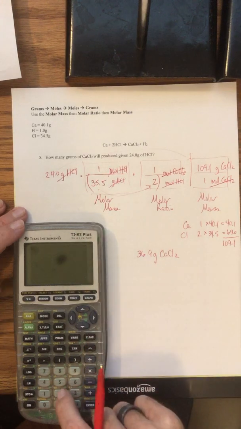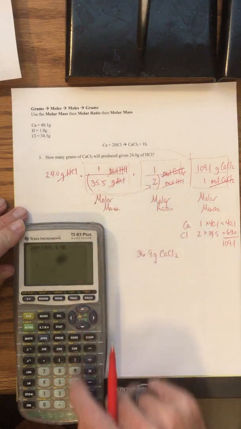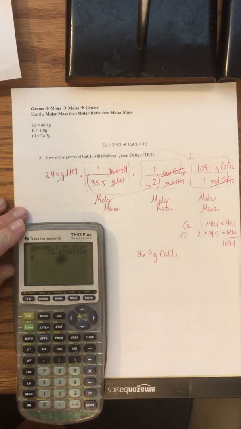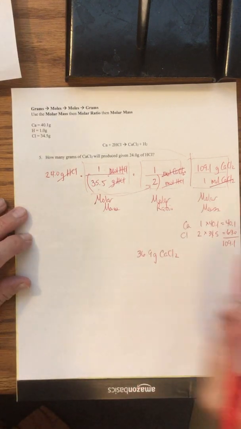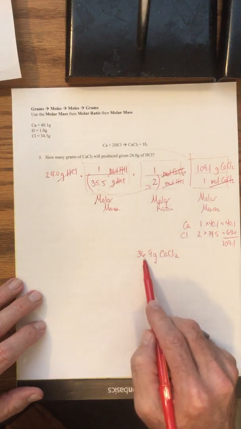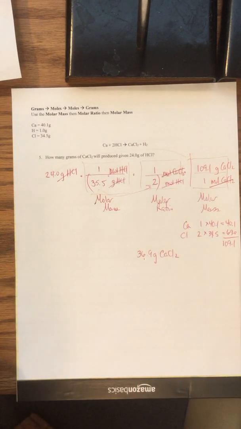We can do this a different way. We can do 24 times 109.1 divided by 35.5 divided by 2, and that will also give me 36.9 grams. So if I started off with 24 grams of hydrochloric acid, I would end up with 36.9 grams of calcium chloride. That's it.